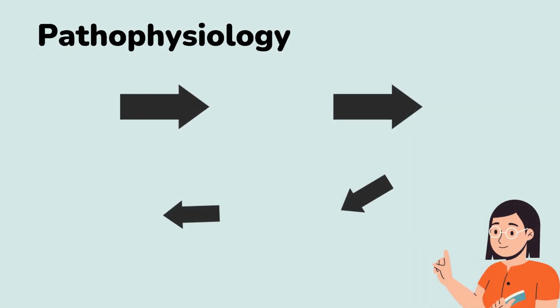Arthritis is a term used to describe a group of inflammatory joint disorders that involve the inflammation of one or more joints. The pathophysiology of arthritis is complex and can vary depending on the specific type of arthritis. However, there are some common underlying mechanisms that contribute to the development and progression of arthritis.